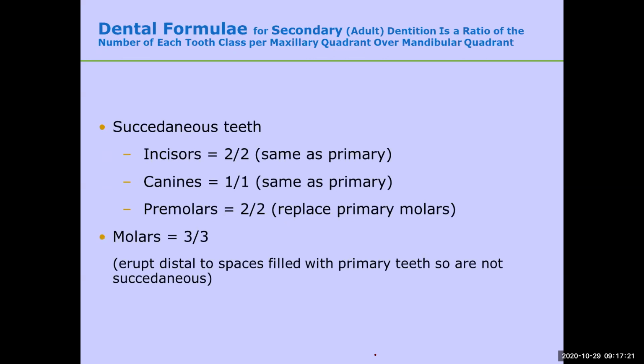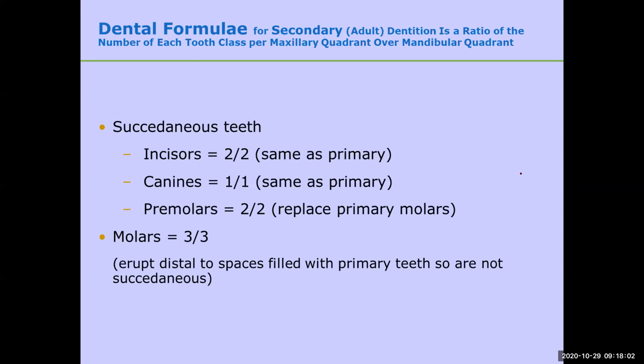Remember that term succedaneous? Succedaneous are teeth that erupt and replace other teeth. So all of those baby teeth, the deciduous teeth, are replaced by permanent teeth. The deciduous incisors are replaced by permanent incisors. The deciduous canines are replaced by permanent canines. And the primary molars are where the premolars come in.